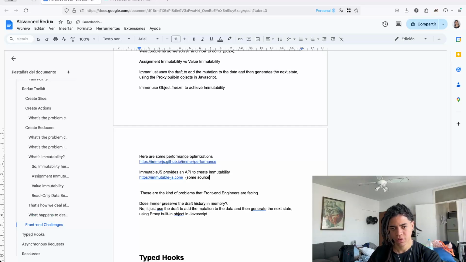Some sources are more performant. Most performant. The fastest.